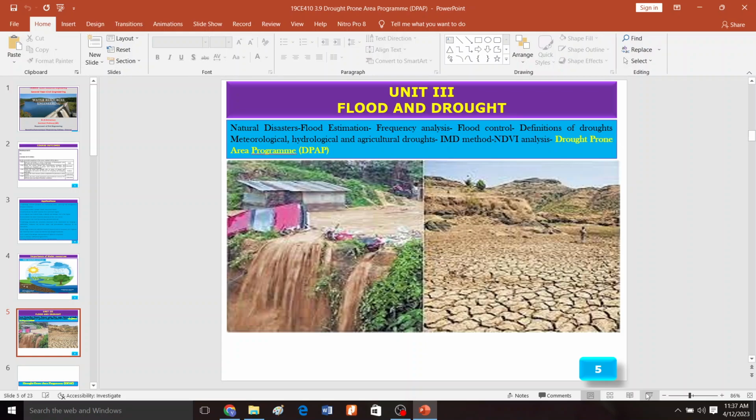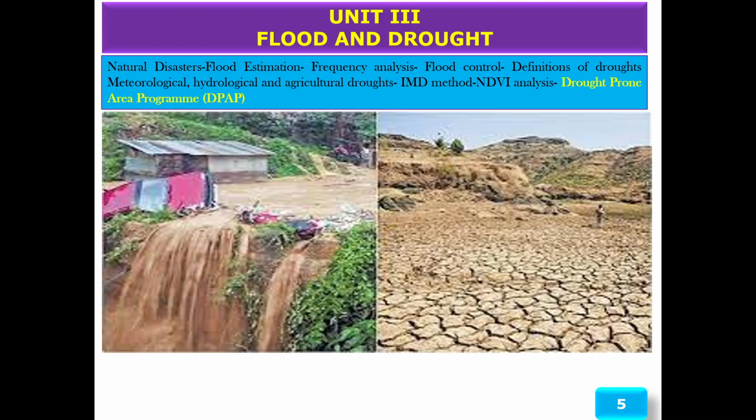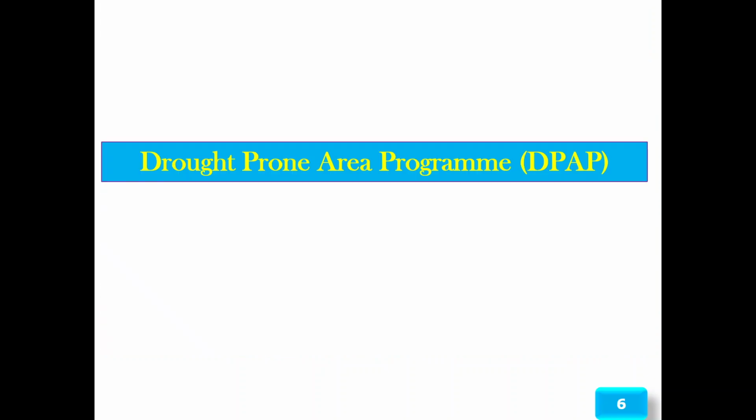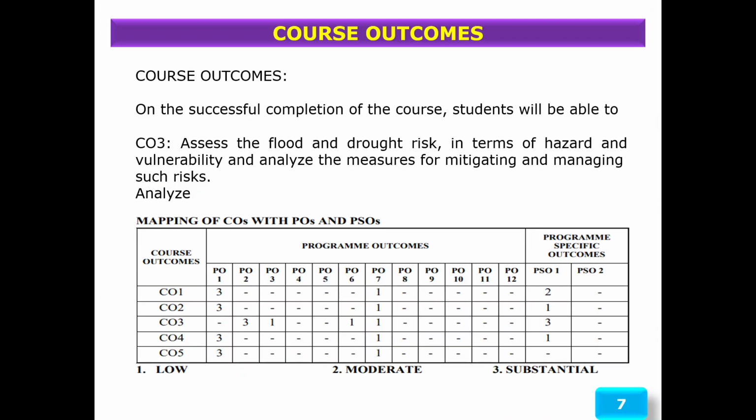Today we are going to discuss our Unit 3, Flood and Drought. The last topic of Unit 3 that we are going to discuss now is the Drought Prone Area Program. The topic's course outcome is to assess the flood and drought risk in terms of hazards and vulnerability, and analyze the measures for mitigating and managing such risk. So here we are going to analyze.